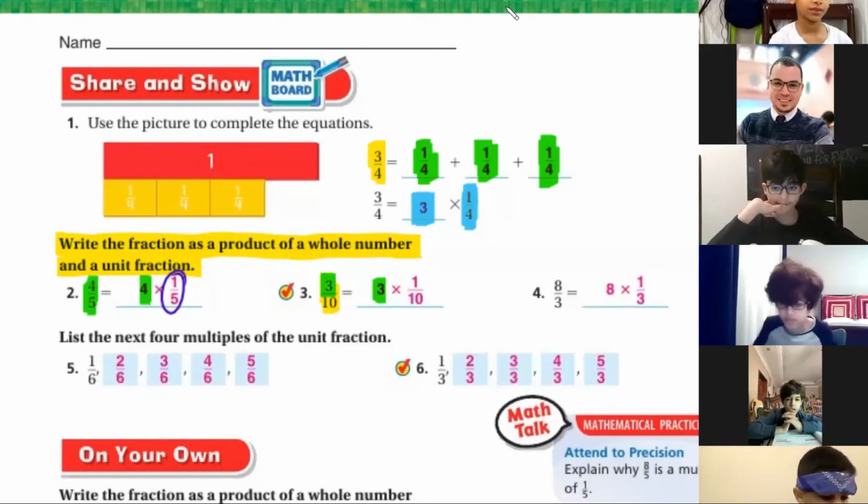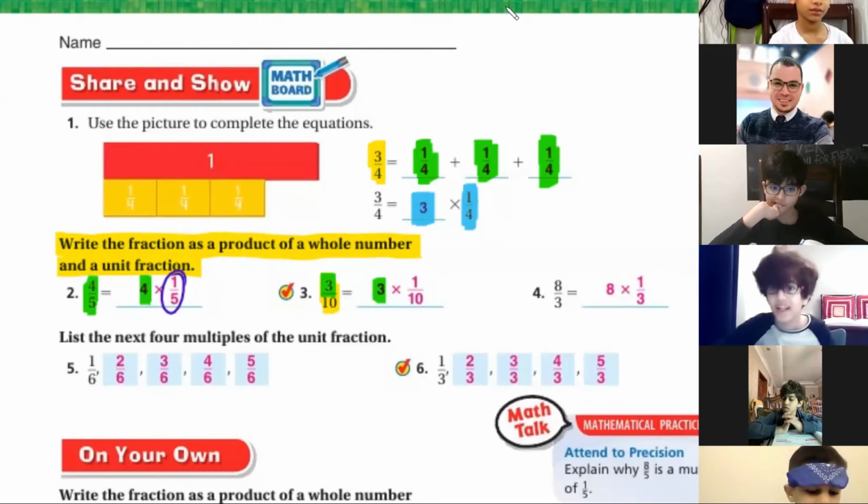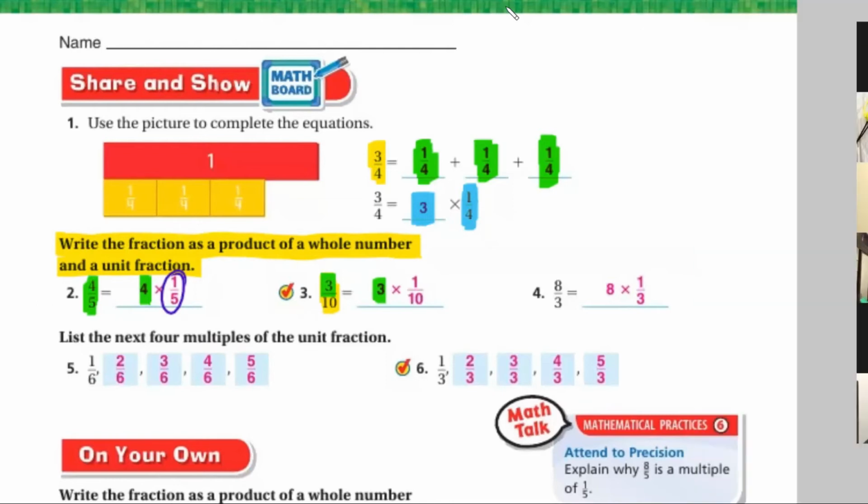Okay, I need Abdulaziz Al Jandan. Hi, Abdulaziz. Number 4, can you help? Okay, let's do it. So 8 over 3. What are we going to start with here? 8, because we have 8 here. Multiplied by what? 1 over 3. Okay, thank you so much, Abdulaziz. You're genius.